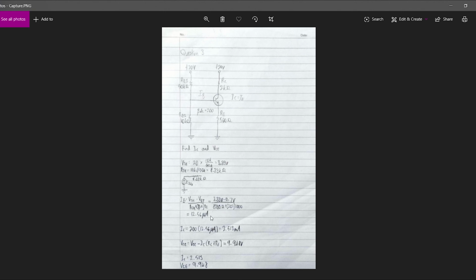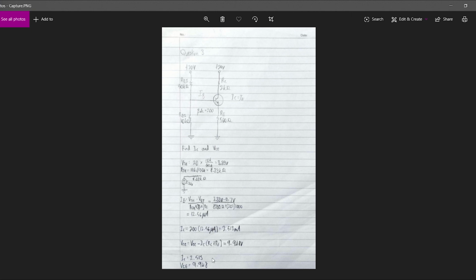Once you get this value, we have to find IC. The formula for IC is beta times IB. When I substitute the values, I get 2.513 milliampere. Once I get the IC of 2.513 milliampere, I calculate the VCE, the voltage across collector to emitter. So the VCE is 9.948 volt.